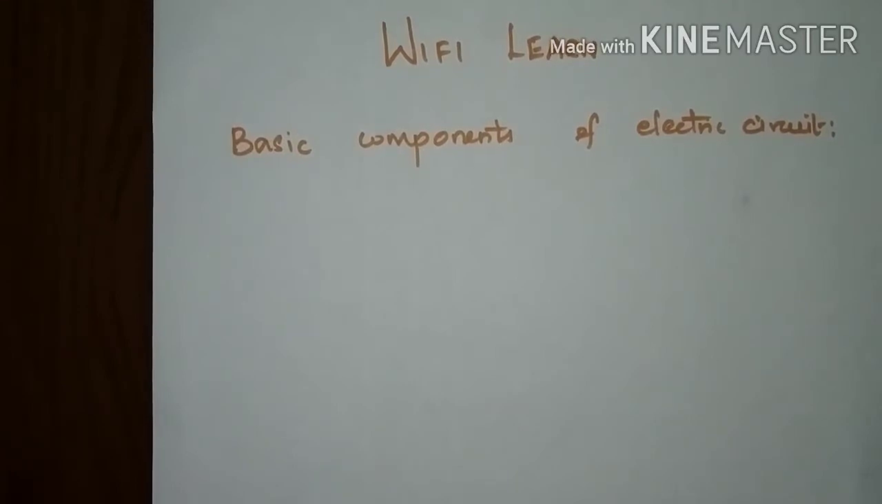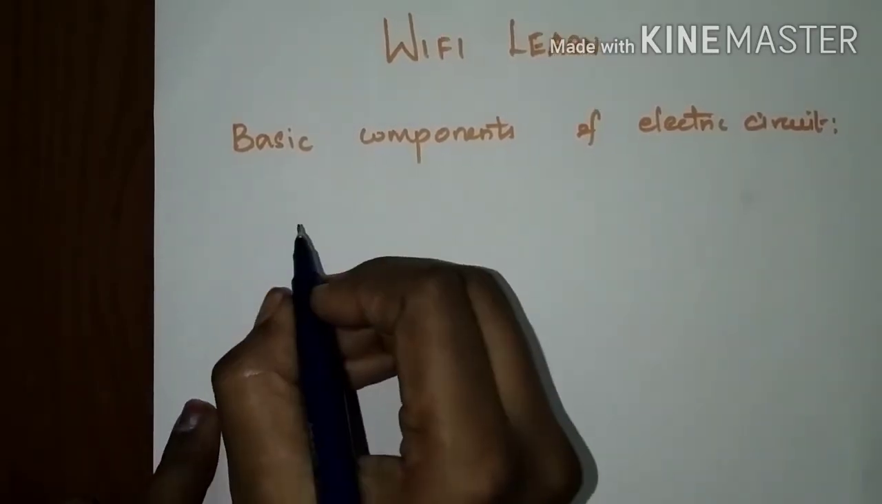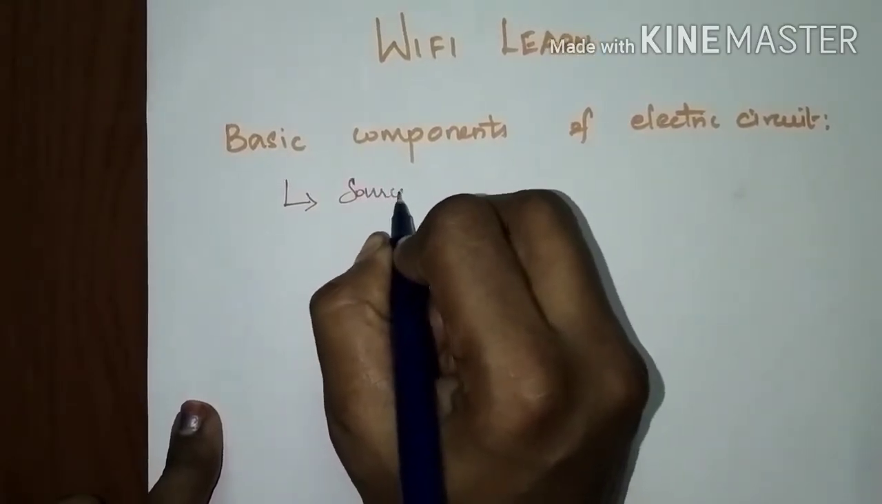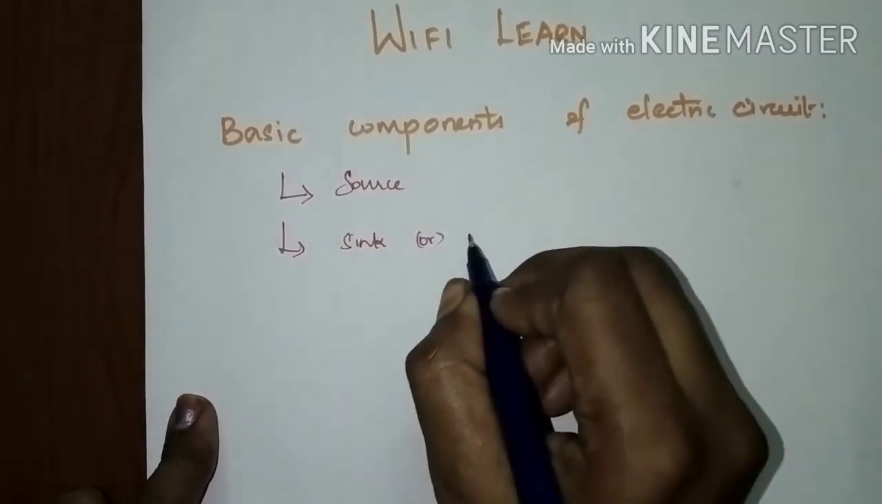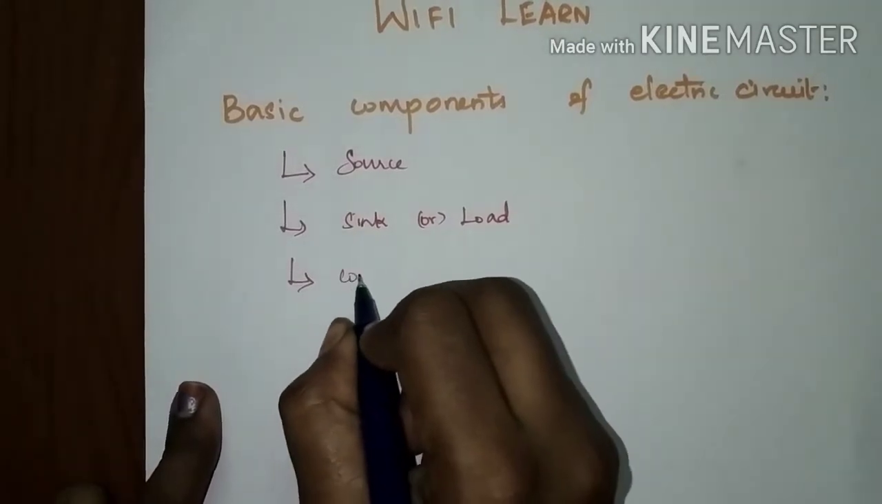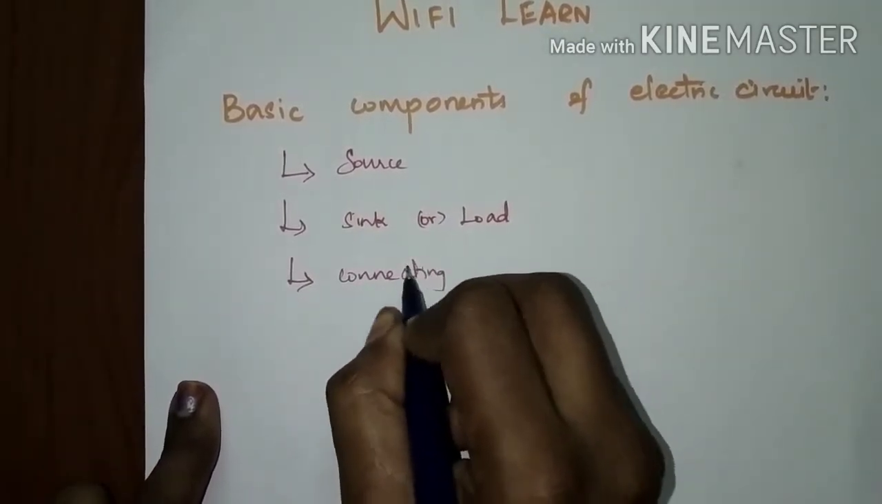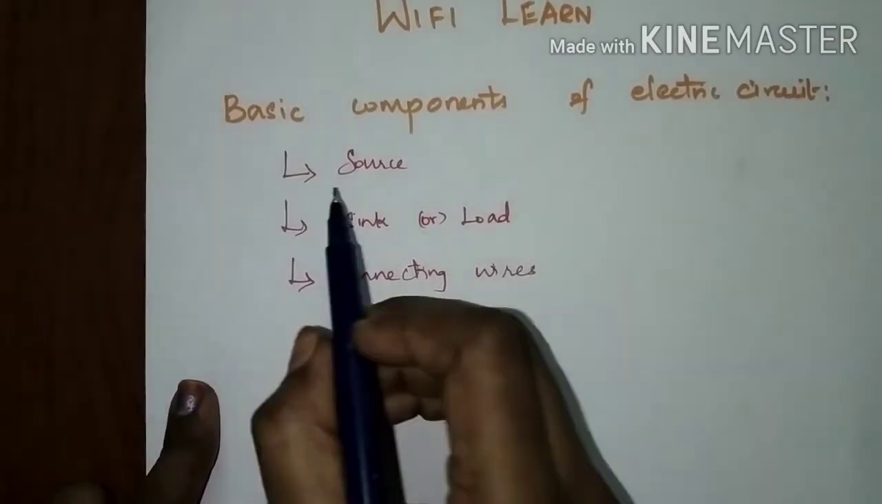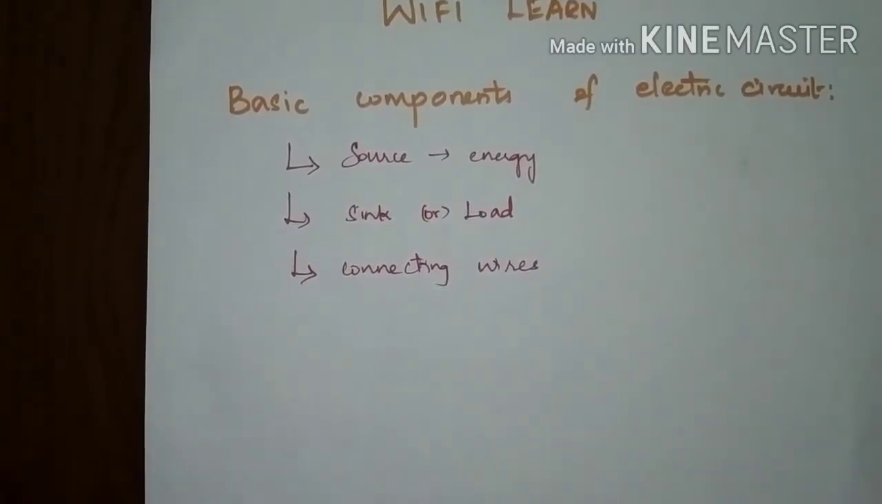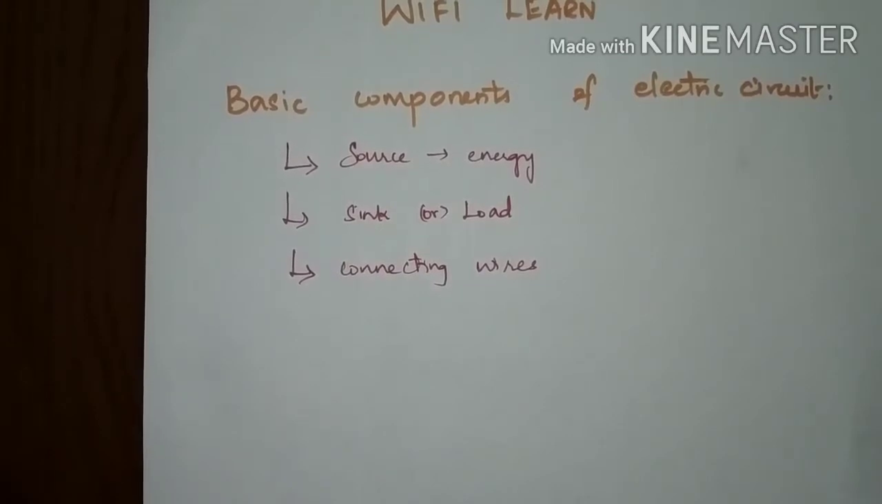In this video, we can see the basic components of the electrical circuit. The components present in an electrical circuit are source, sink, which can also be termed as load, and connecting wires. These are the three basic components of the electrical circuit. The source supplies energy to the electrical circuit, the sink or load consumes it, and the connecting wires join them. These are the major components of the electrical circuit.